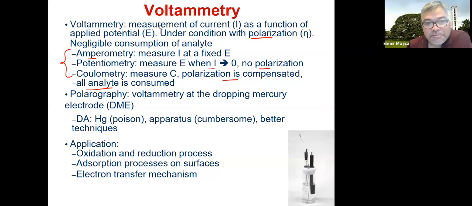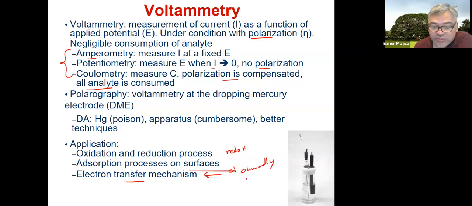Now, voltammetry is very useful in organic, physical, and biological chemistry for non-analytical purposes. Usually when you're talking about voltammetry, you look at the redox process, the absorption processes on the surface, and the electron transfer mechanism. And this is the basis of the paper that you're going to write, because this is where you have the so-called chemically modified electrodes.